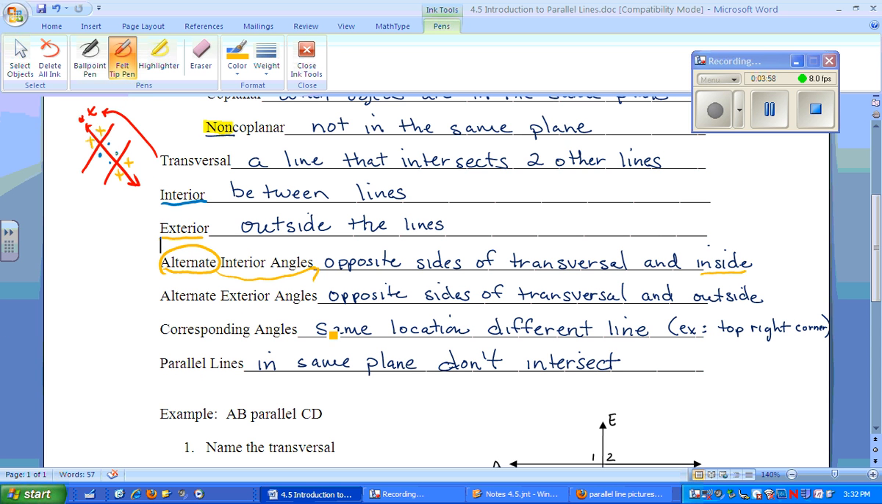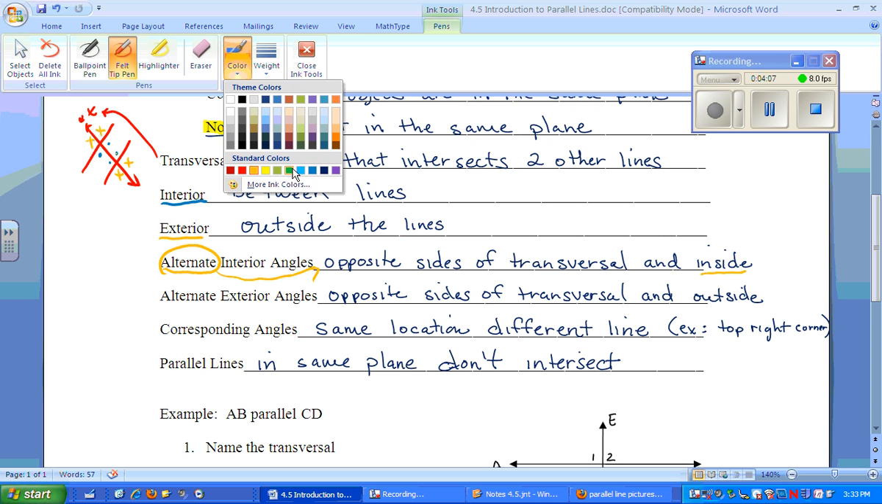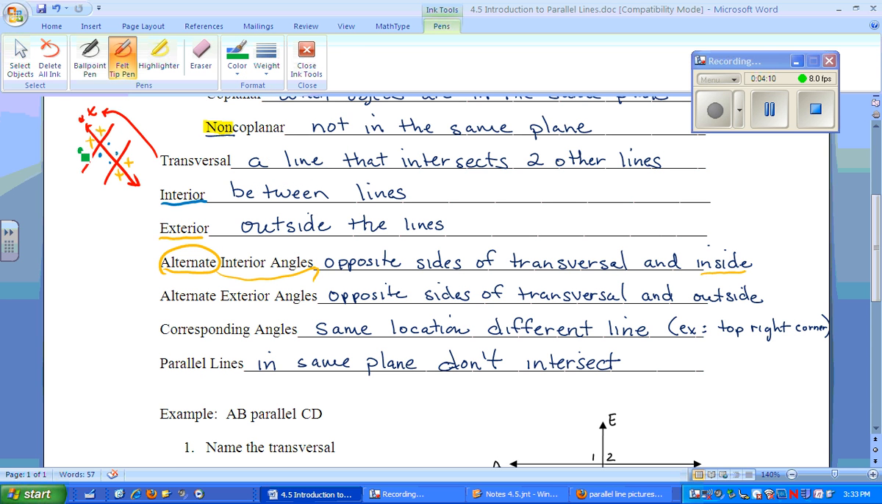Corresponding angles. To me, corresponding angles are in the same location, different lines. Example, top right corner. Let me get a different color out here. If I said this was the angle I was looking at, its corresponding angle would be the one in the top left corner. So it's top left corner in this group, because this would be one group, this would be the second group of angles. Top left, those would be corresponding. Oh, hey, here we go. Bottom right, those would be corresponding. So the way my brain remembers it, same location, different group of lines.